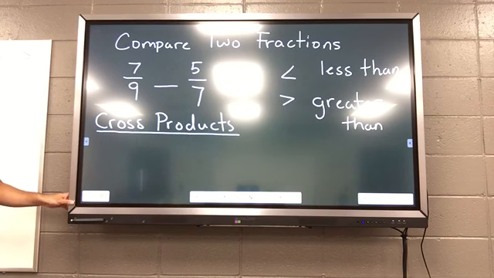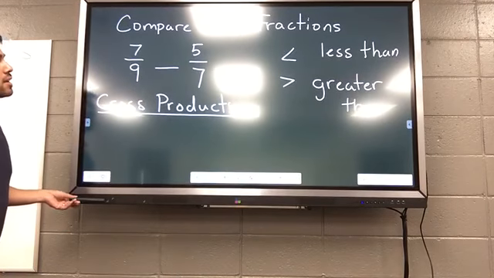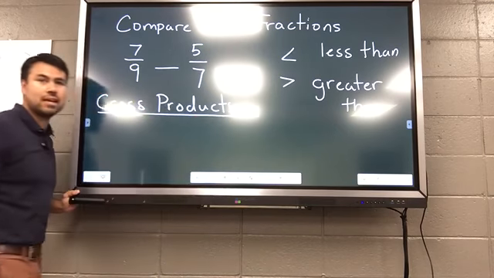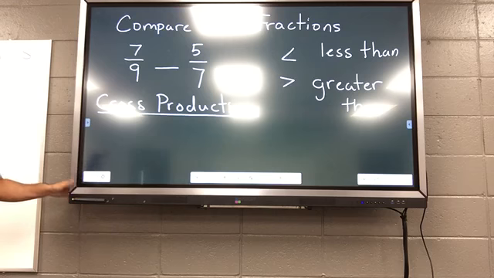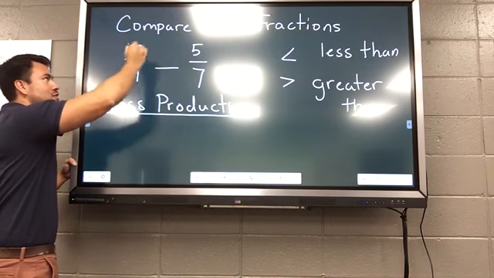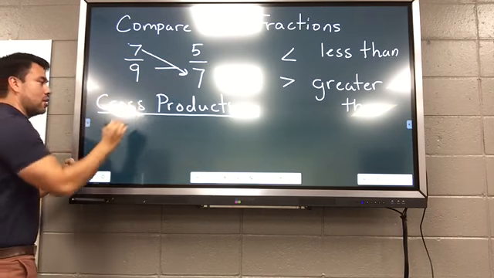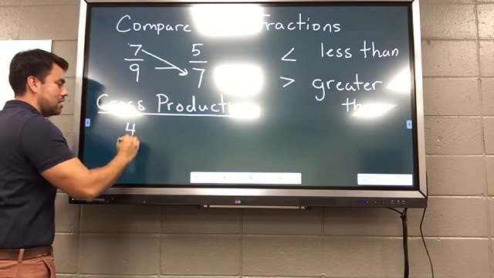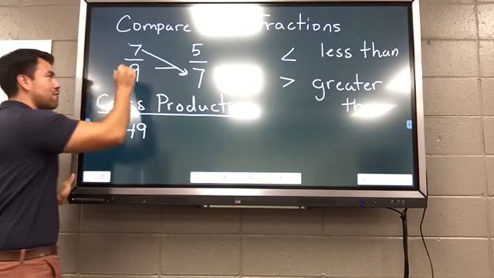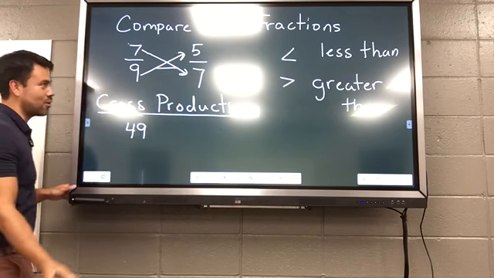And listen carefully to how I do this. I'm going to do it twice here so you guys know what I'm doing. Okay, I'm going to compare these two using what we call cross products. What does product refer to in math? Multiplication. So this is what I'm doing, guys. Ready? I'm going to multiply this top left number, the first numerator, by the second denominator. So 7 times 7 is? Yes, 49. Good job. And then I'm going to multiply the first denominator by the second numerator, which is hard to say, by the way.